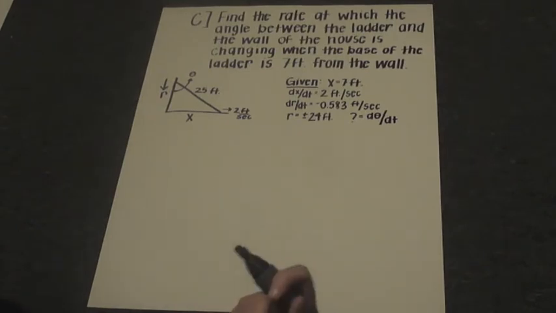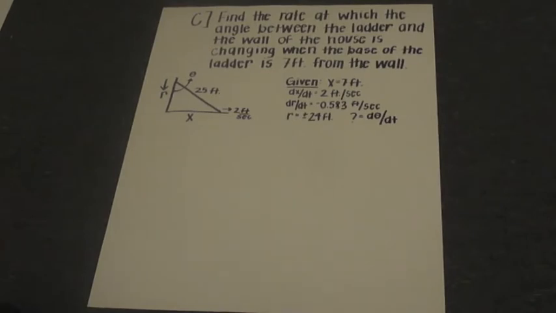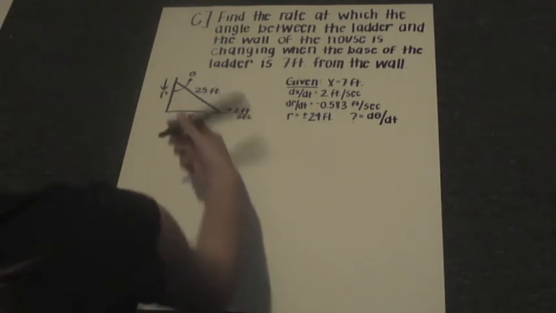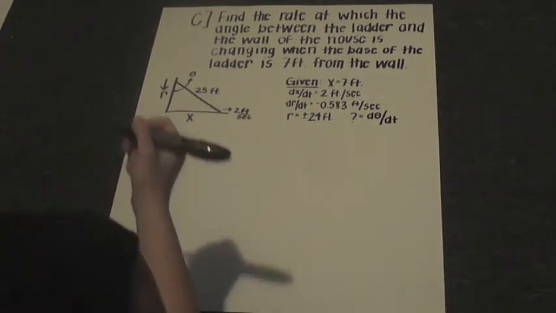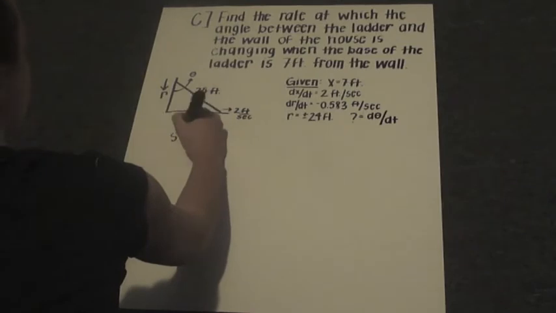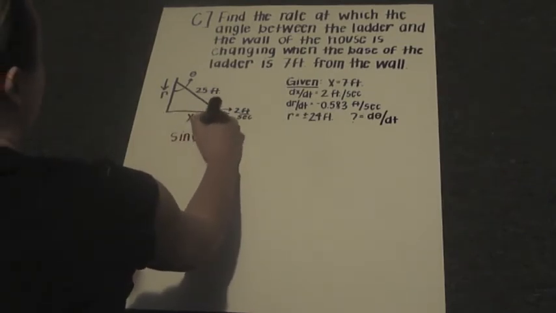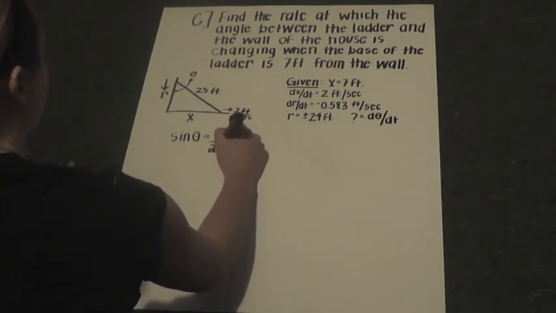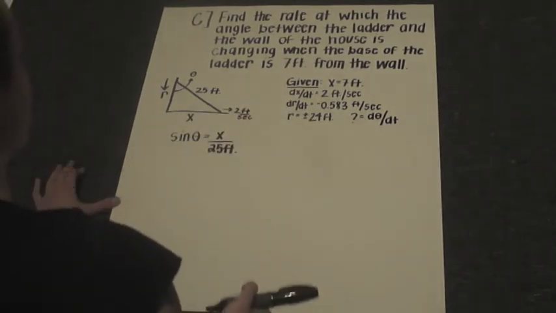Now we're going to have to generate an equation that's going to help us find d theta/dt. And we're going to have to make a SOHCAHTOA decision in this case. We have r, but we know x is changing, so x is going to remain a variable for now. And we'll also use 25 feet. Since we're using the opposite over the hypotenuse, we're going to use sine theta. So, sine theta is equal to x over 25 feet. And this is the equation we're going to take the derivative of.